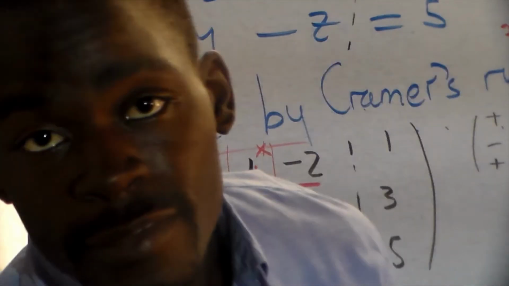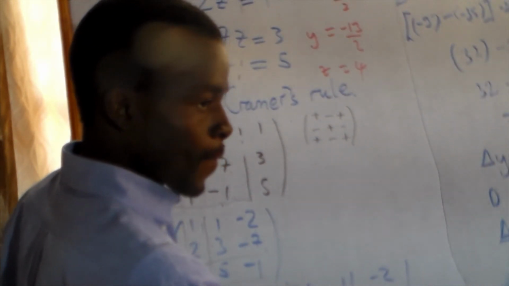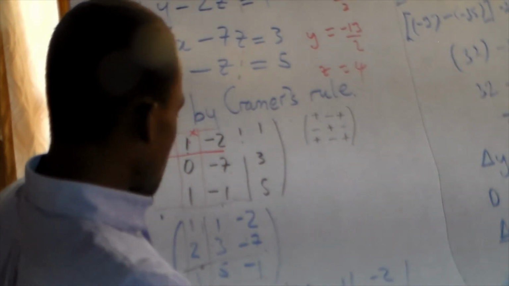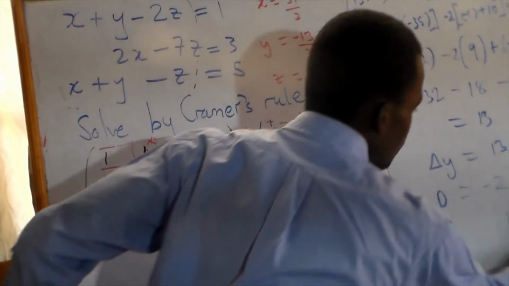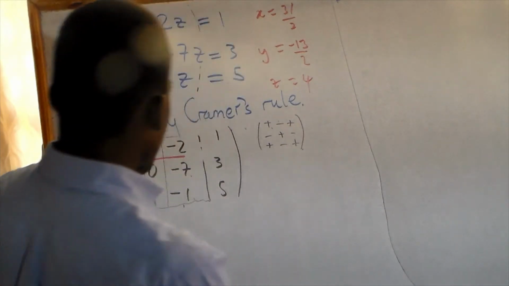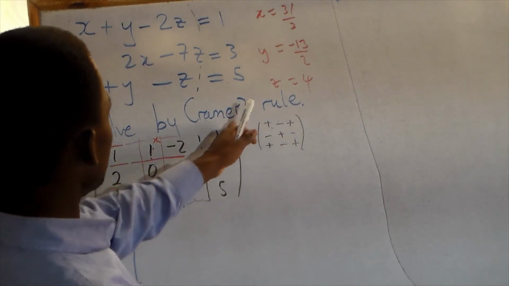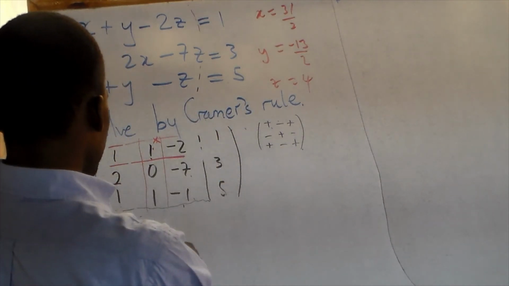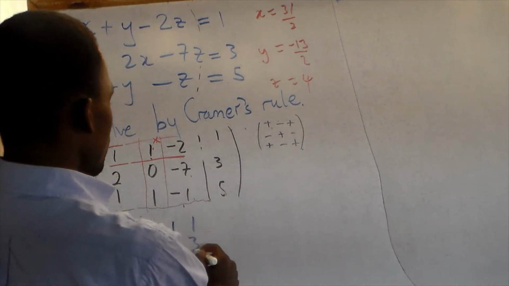Okay, now doing the same procedure, we are going on to finding the value for Z. Again, we'll put these values inside here: 1, 2, 1, 1, 0, 1. Then I'm going to say 1, 3, and 5.